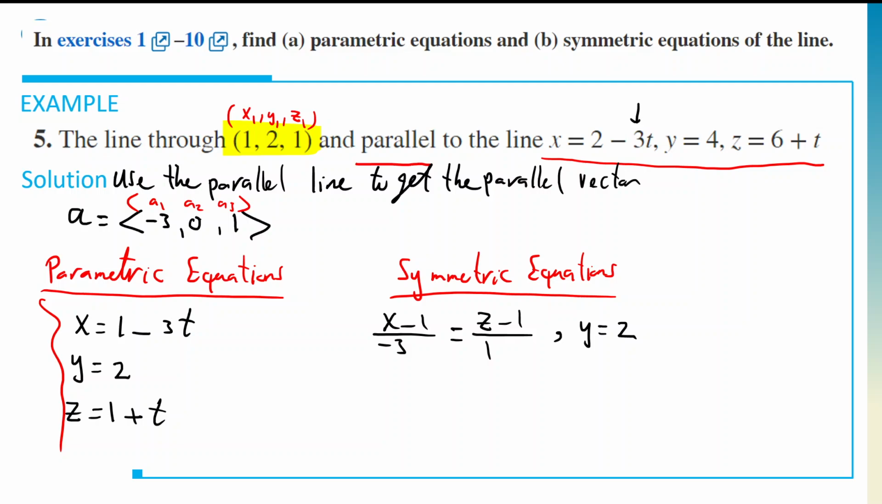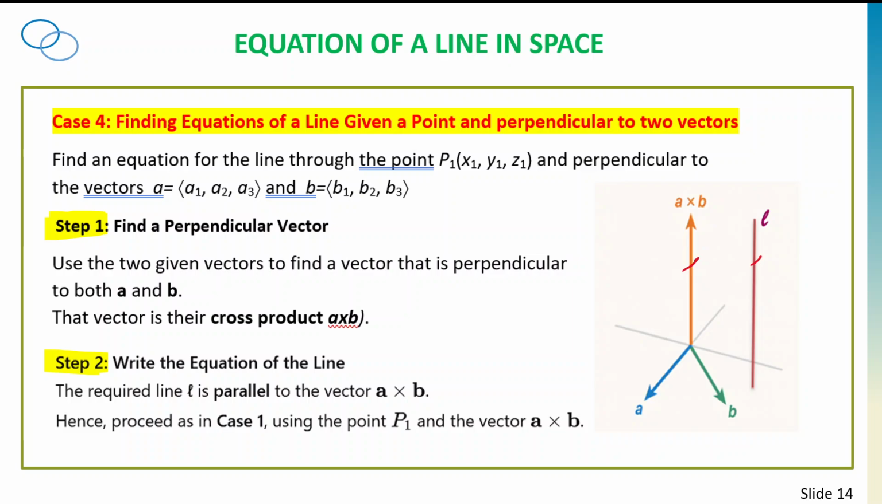So we'll move to the last case here. The last case, case number 4: I need to find the equation of a line given a point, and it's perpendicular to 2 vectors. Okay, we have one point given, and the line is perpendicular to 2 vectors. Let's call them A and B. Now see the idea we're going to use. As I told you before, we're going to use this idea again. This is what we took in the cross product. So these are the 2 vectors, A and B.